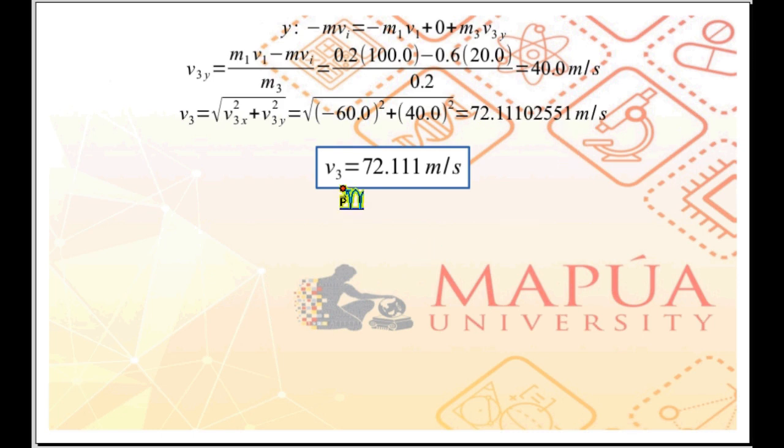So the final answer: the speed of M3 after the explosion is 72.111 meters per second.